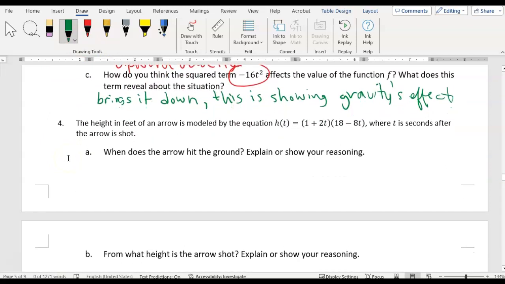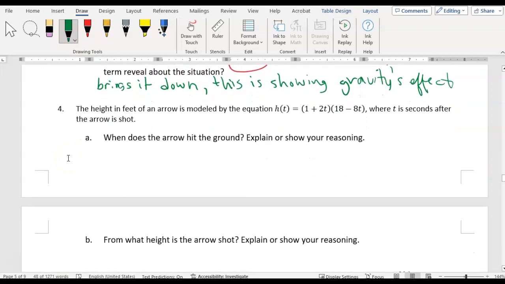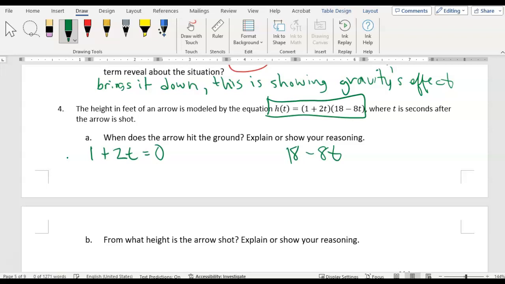All right, number 4. The height in feet of an arrow is modeled by this equation, where t is seconds after the arrow is shot. When does the arrow hit the ground? So again, we're going to look at our x-intercepts to find that out. So we'll say 1 plus 2t equals 0, and 18 minus 8t equals 0. And so I now want to solve for t, so I'm going to subtract 1 from both sides. 2t equals negative 1. Divide both sides by 2, we'll get t equals negative 1/2.